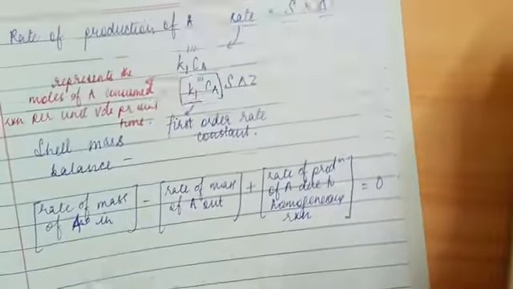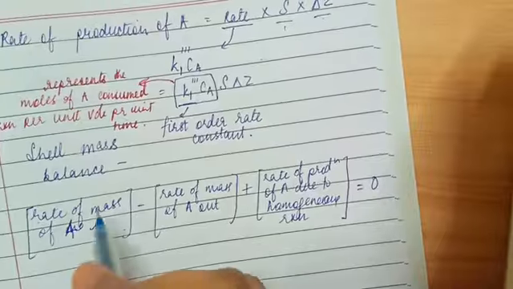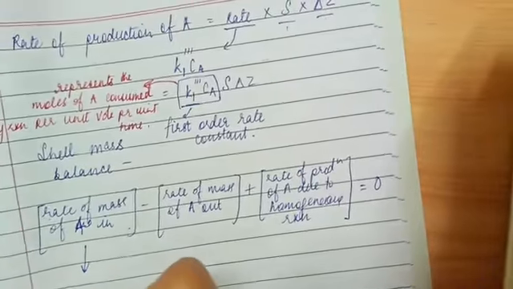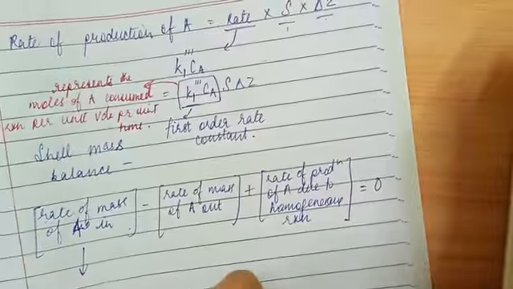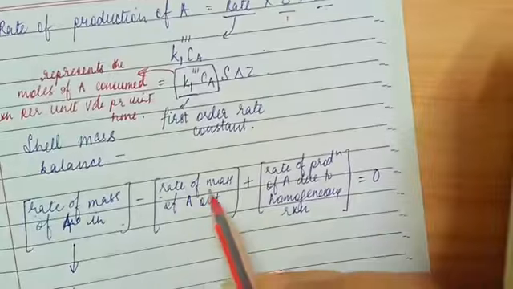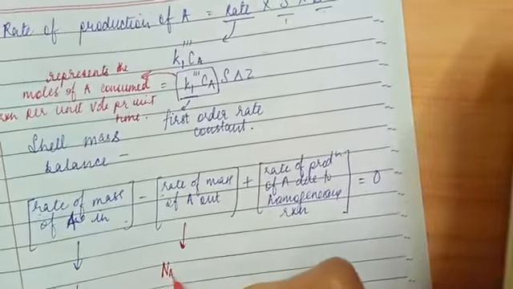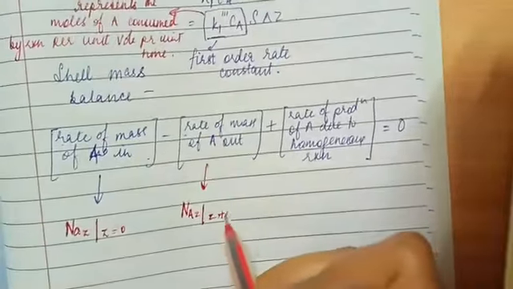So for this, that is the rate of mass of A in, we get the term NAZ at Z equal to 0. For the rate of mass of A out, we get the term NAZ at Z equal to Z plus delta Z.